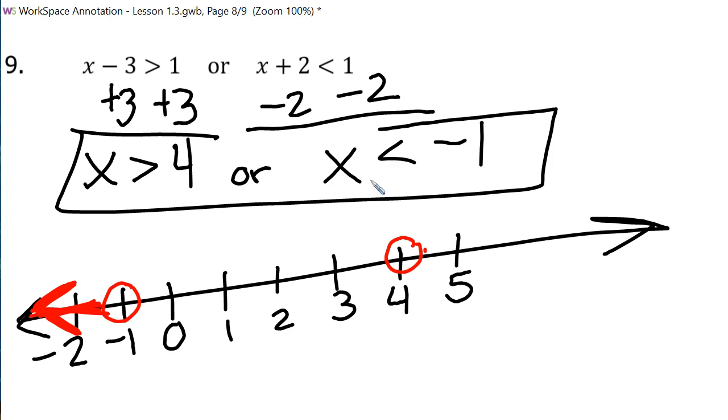Okay, last one. I want you to do number 10. So solve and graph problem 10. How many questions are already? I'm not sure how many's on the homework.